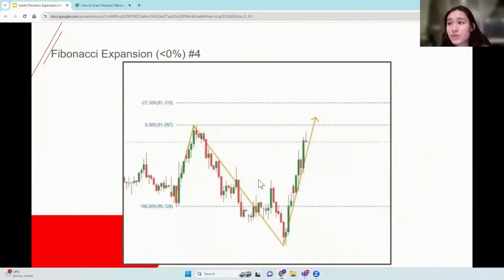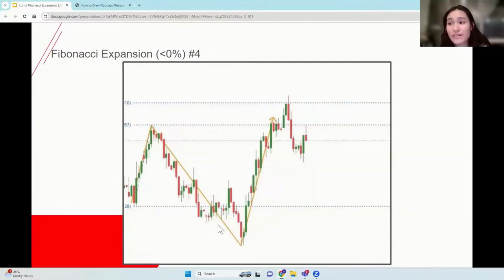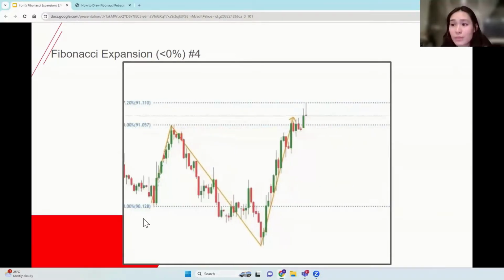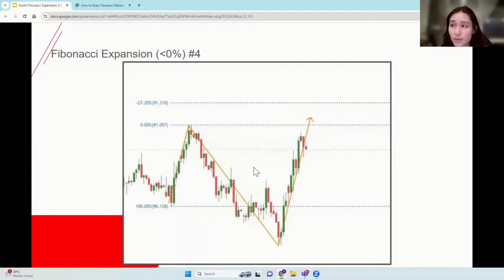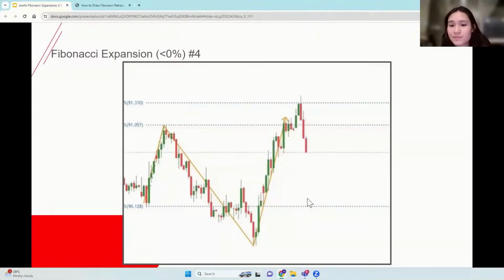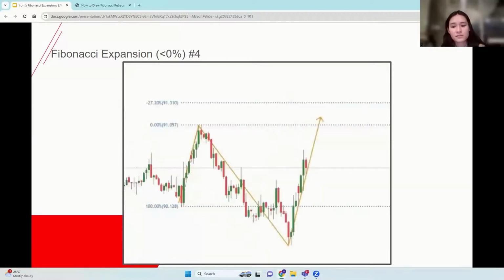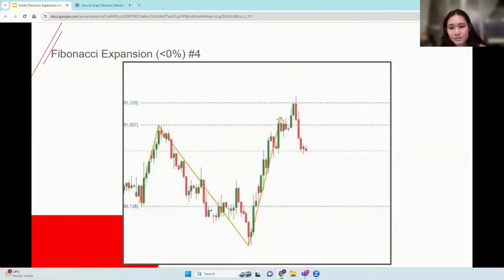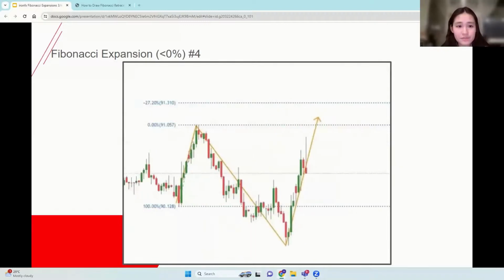Okay, another GIF for you. So the yellow arrow is the lightning bolt shape, and we are placing the retracement from point 1 to point 2 and projecting it to hit towards or reverse off of the minus 27.2. Okay, let's move on.